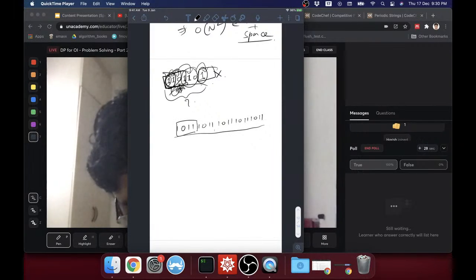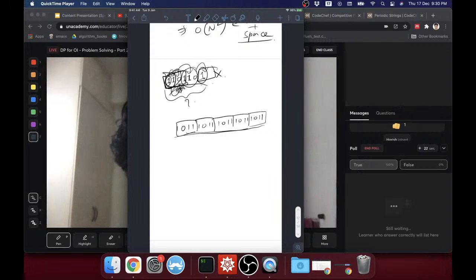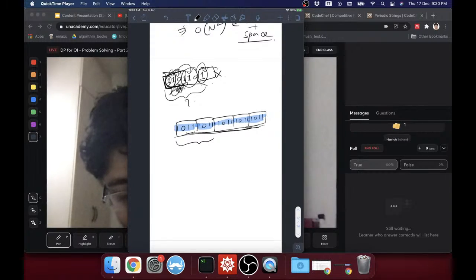4 length. If you see all the 4 length pieces, this is 1011, this is 1011, this is 1011, this is 1011, this is 1011. So they repeat. Interestingly, notice even 8 length pieces repeat, but it doesn't repeat at the end. So think about this case, just for example point of view.